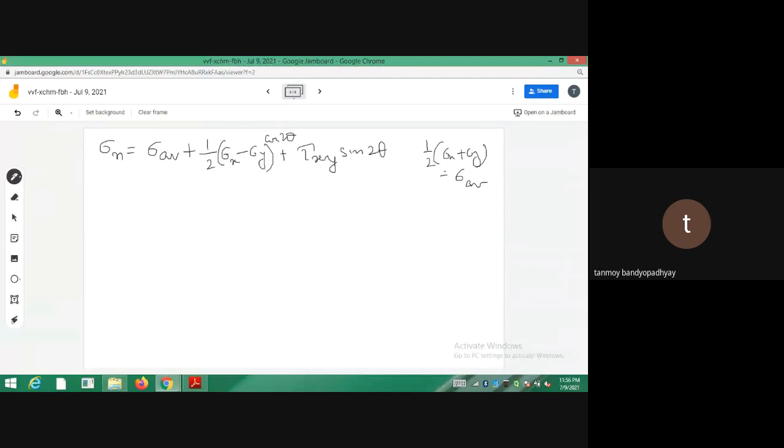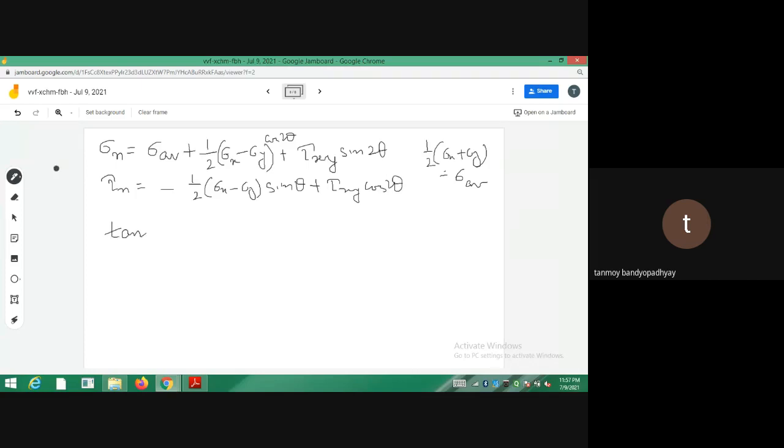Okay? Hello? Yes sir, that's it. Yes, okay. And tau n was similarly minus half of sigma x minus sigma y into sin 2 theta plus tau xy into cos 2 theta. Acha. So now we are trying to determine the principal stresses.